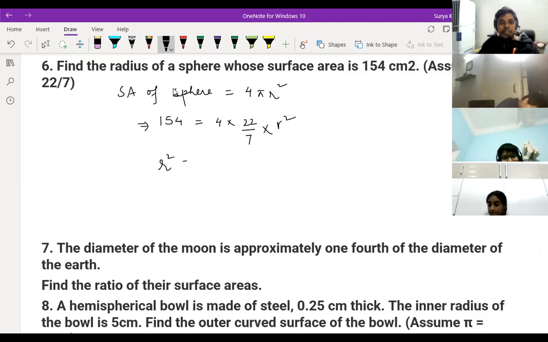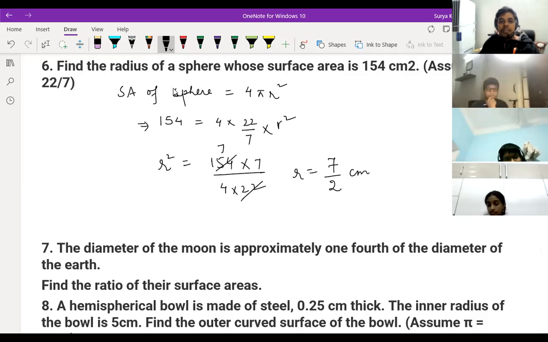Now r square is equal to what we can write? 154 multiplied by 7 divided by 4 into 22. So 22 sevens are 154. So now r is equal to 7 by 2 centimeter, or you can say 3.5 centimeter.